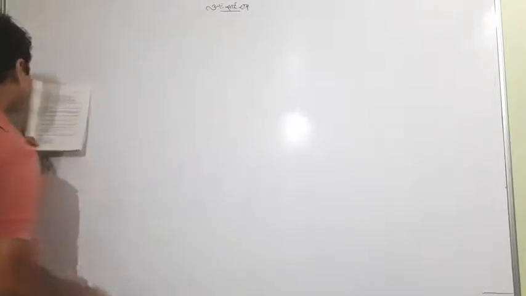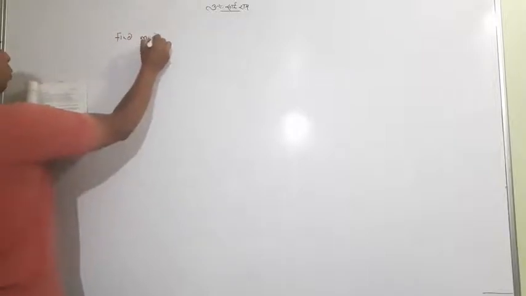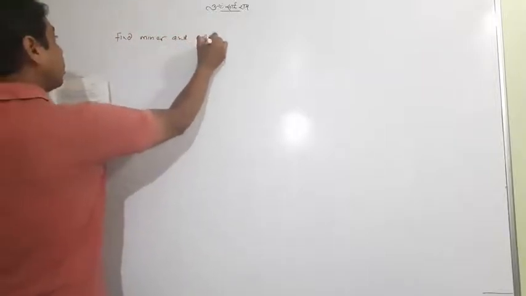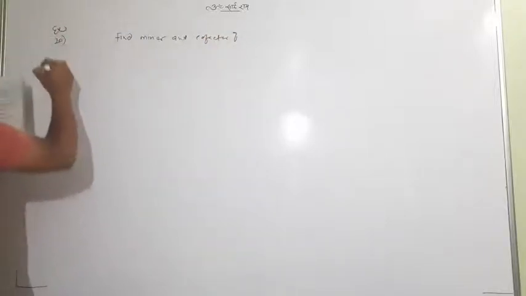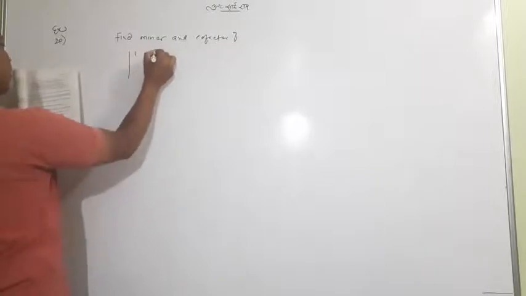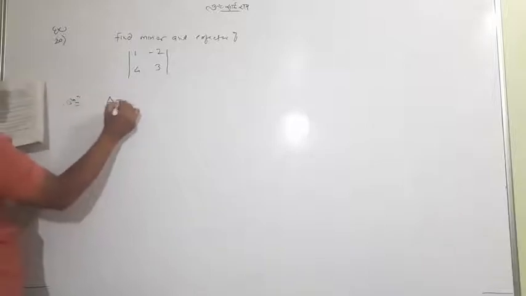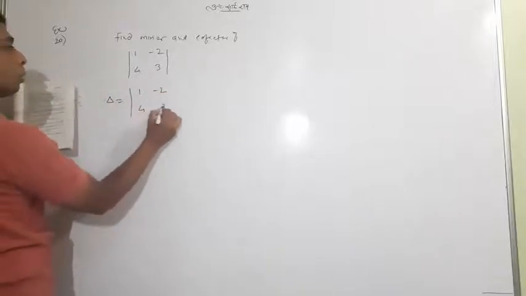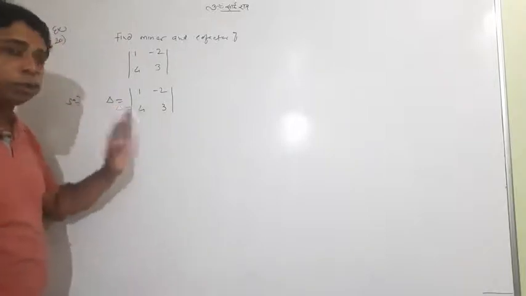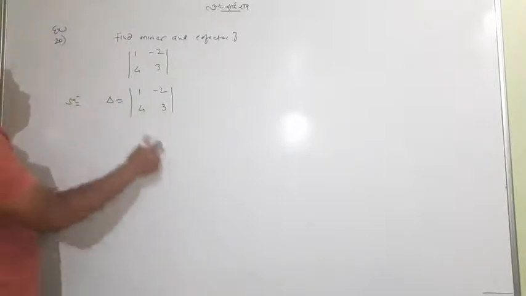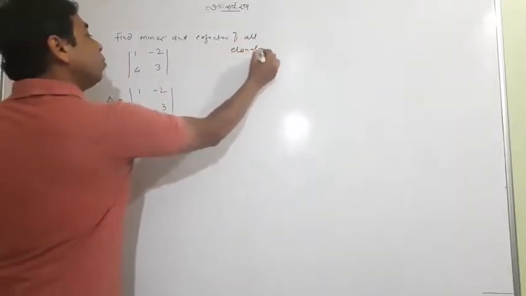Question says, find the minor and cofactor of the determinant, example number 20. The determinant is 1, minus 2, 4, 3. Very interesting it is. This is a 2 by 2 determinant. I again repeat, it is a 2 by 2 determinant. Don't worry about that. We need the minor and cofactor of all elements. First I will go with minors.